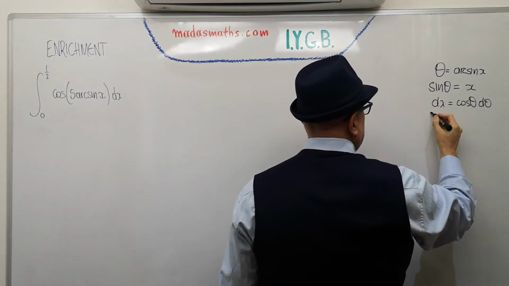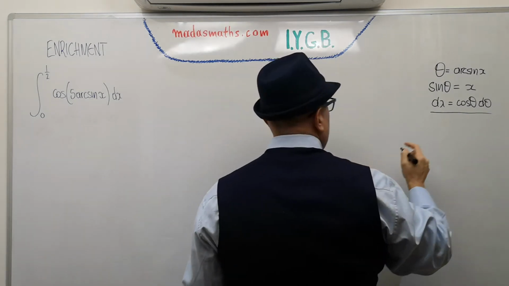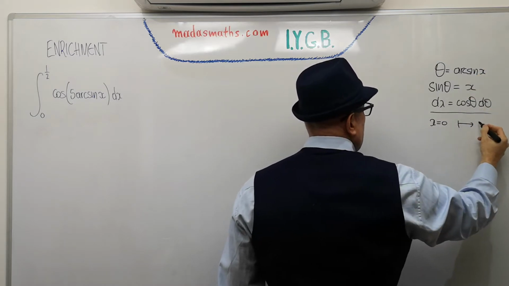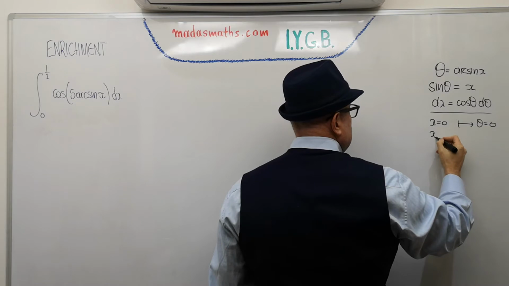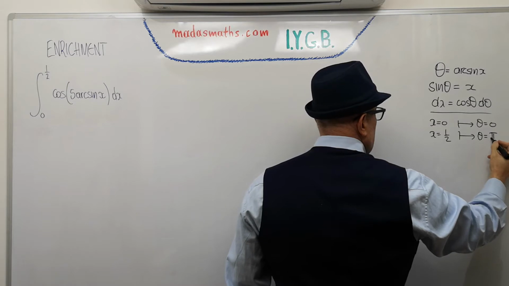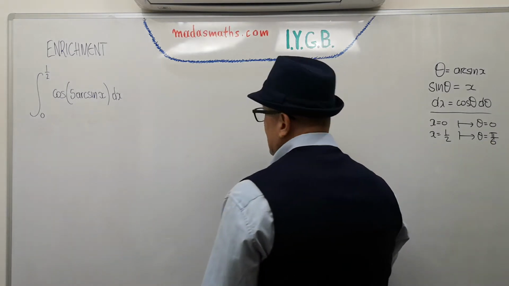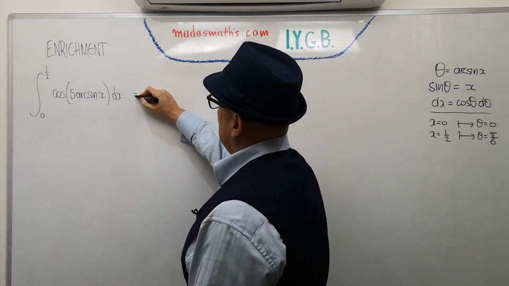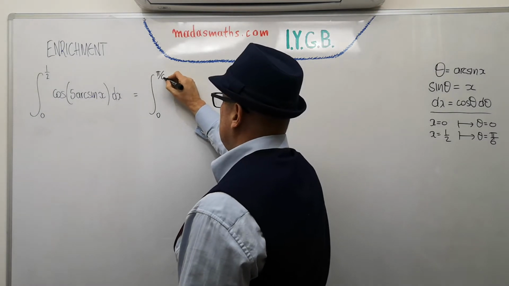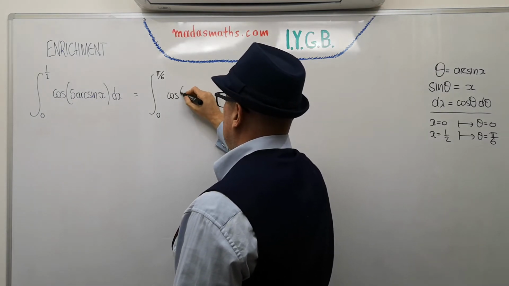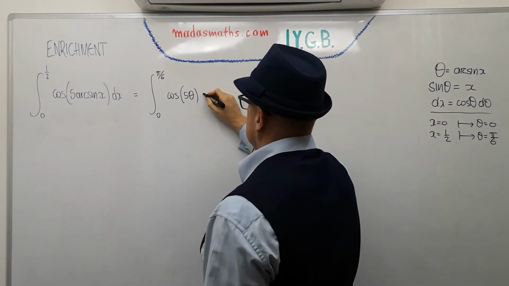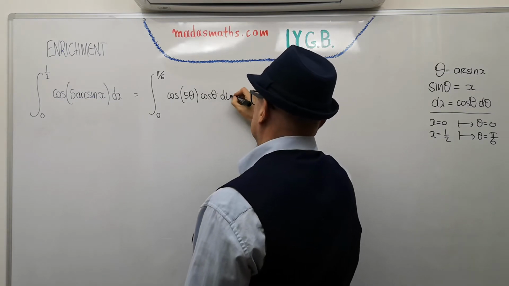We also have limits to change. So the limits now: when x is equal to 0, the arc sine of 0 is of course 0, and when x is equal to a half, the arc sine of a half maps to theta equal to pi over 6. So far so good. Let's see how this transforms now. So this particular integral will become the integral from 0 to pi over 6 of cos 5 theta, and my dx is just cos theta d theta.